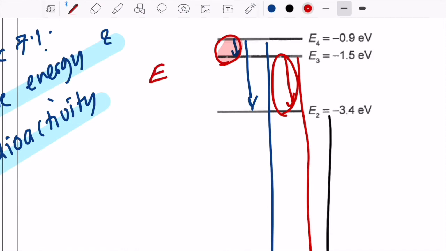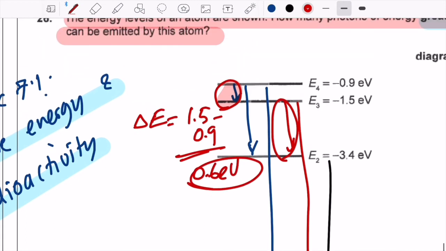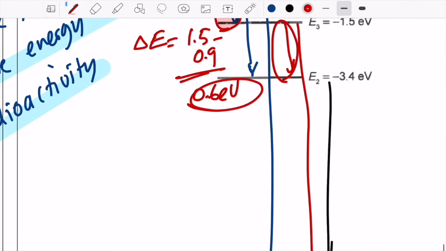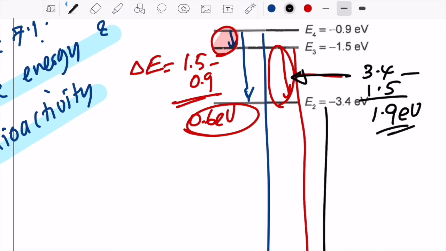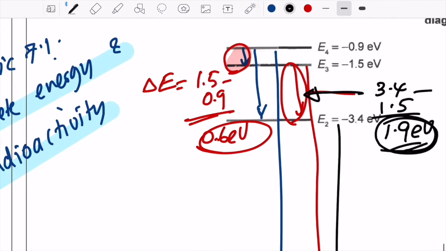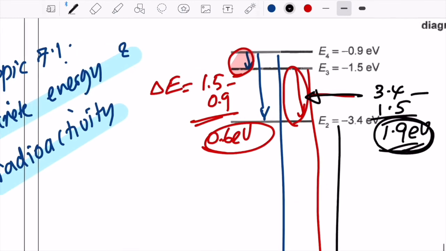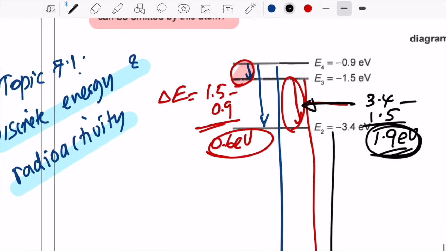So the energy difference is delta E equals 1.5 minus 0.9. I don't care who is positive, who is negative. I am just finding the difference. So this is 0.6 electron volt. Okay, this is useful because we are looking for photons which are less than 1.9. Now let's think about this one. This one is 3.4 minus 1.5. Actually, this comes to 1.9 electron volt. This is on the threshold. This is still not more than 1.9. But if you check anything else, you will find everything else is more than 1.9 electron volt.